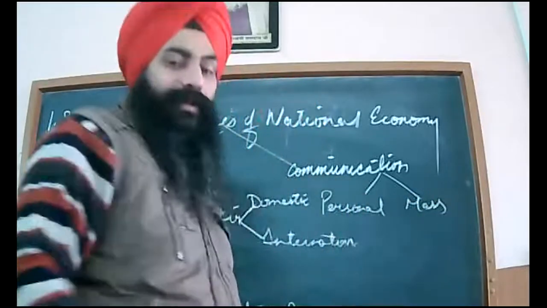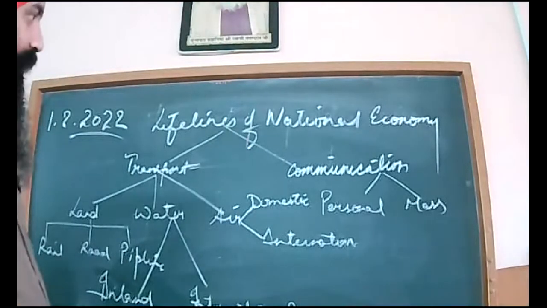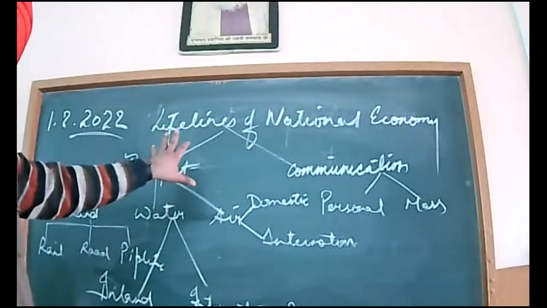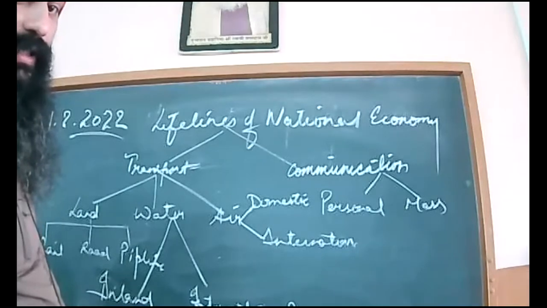personal and mass communication. This was our chapter. Very simple. Personal and mass communication. This is the mind map of this chapter, Lifelines of National Economy. This is the easiest chapter.